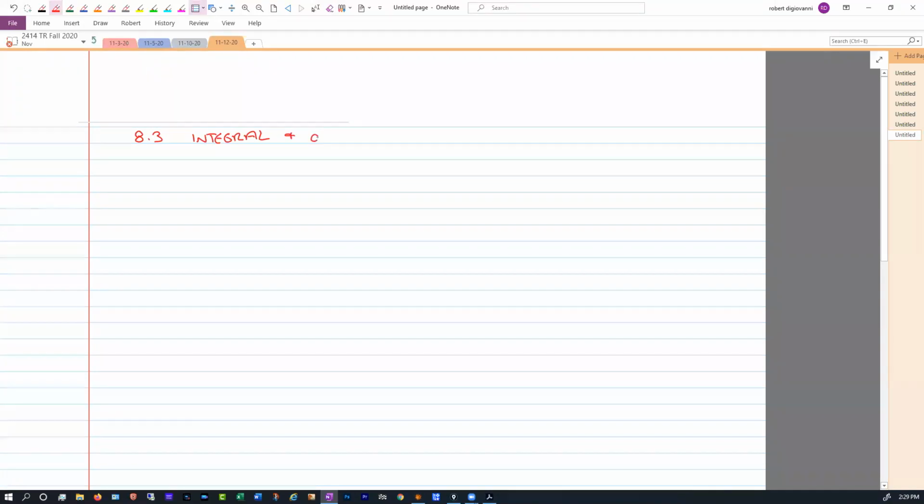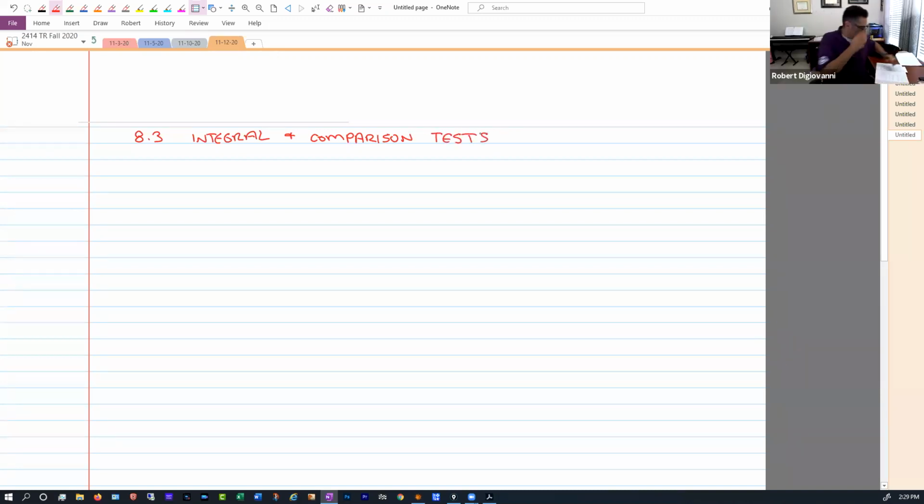This is the integral and comparison tests. Tests. That's more than one test. So we're going to introduce 2 new tests, and I've got 10 minutes, so I'll introduce at least the first one. All right. The first test here that we're going to look at is what's called the integral test.